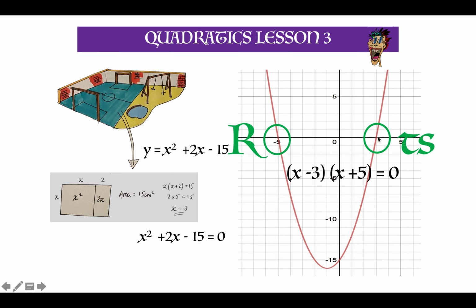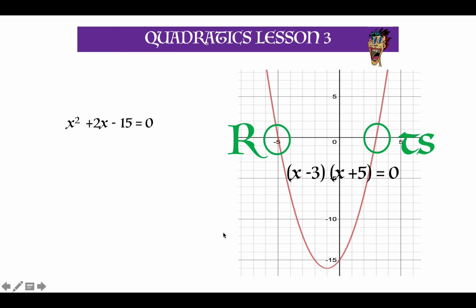And we call these two values the roots. They are the roots of this quadratic, meaning they are the values of x so that this quadratic equals 0. No height or depth from the y value, simply where y equals 0.